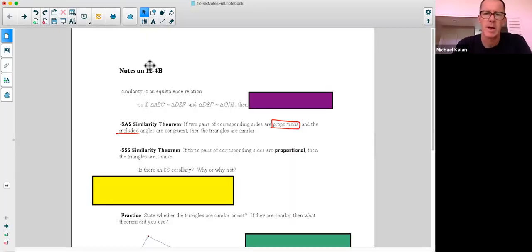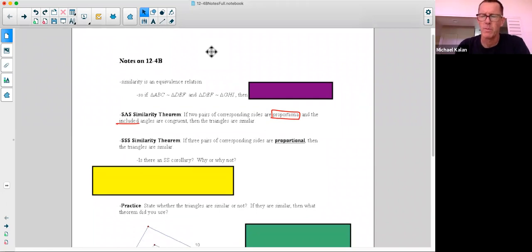Okay, here we go with the second part of 12-4, 12-4B. And yeah, this is a pretty short one. So let me share my screen with you guys. We're going to get into some of the other similarity theorems.